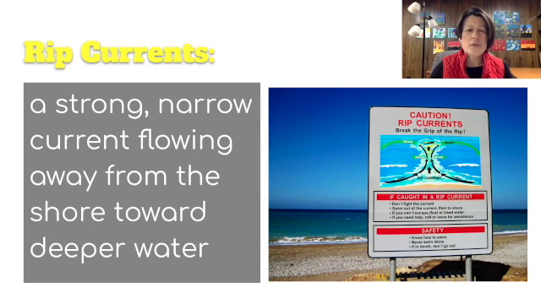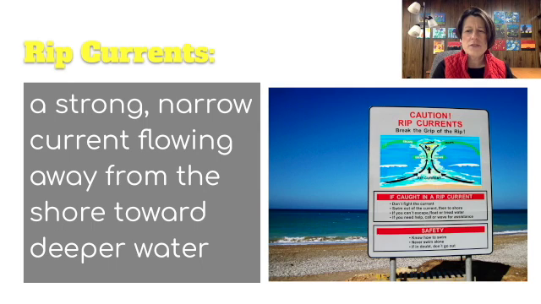The current you have to watch for on the shore are rip currents. This is a strong, narrow current flowing away from the shore toward deeper water. These can be very dangerous. These can take you quite a ways out into the ocean. Rip currents form near structures or where there's a shallow trench in the sand. As you can see here, they will take you out into the ocean in this diagram.